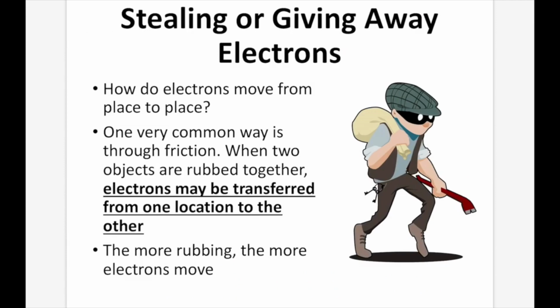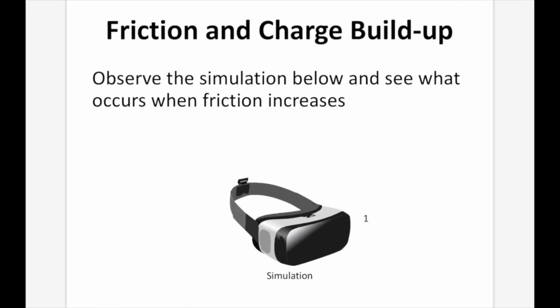Now, how do electrons move from one place to another? Well, one very common way is through friction. Friction is when 2 objects are rubbed together, and as a result, electrons may be transferred from one location to the other during this process. The more rubbing there is, the more electrons are going to move. Friction and charge buildup. Pause the video and check out the simulation and see what happens when friction increases.